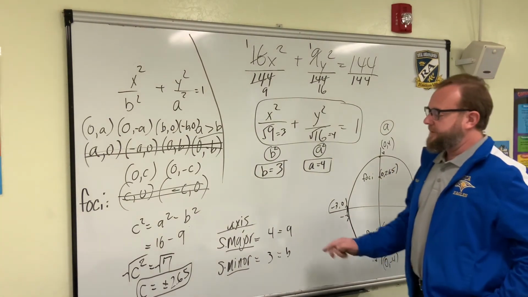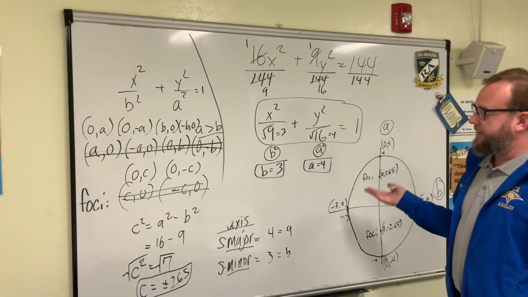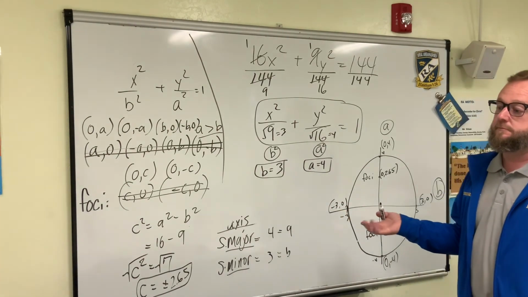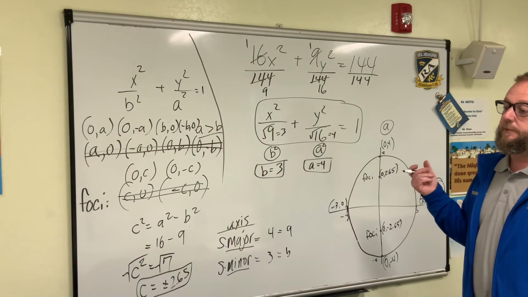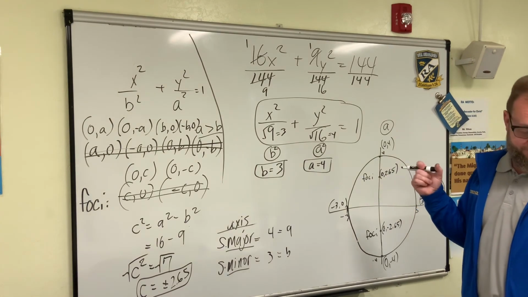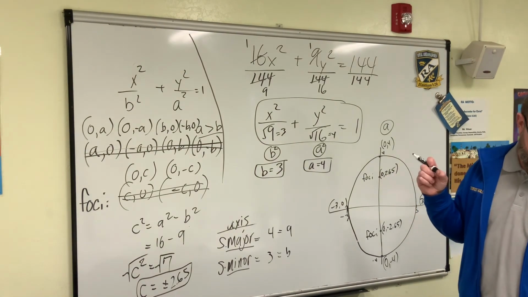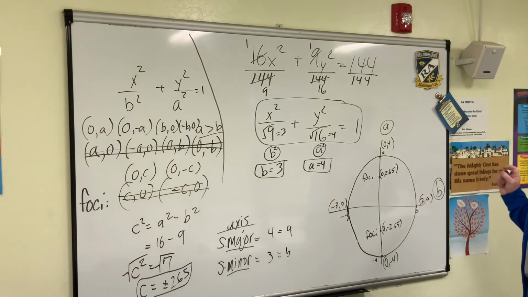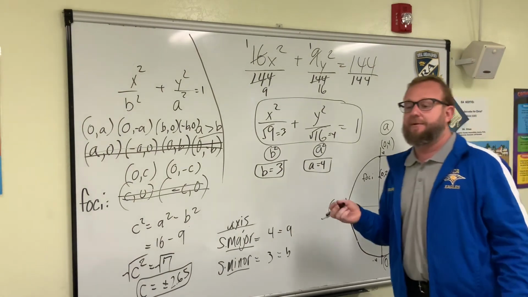Will the semi-major axis always be the bigger number? Yes. No, Joy. Semi-major axis. The major one will always be the bigger number.